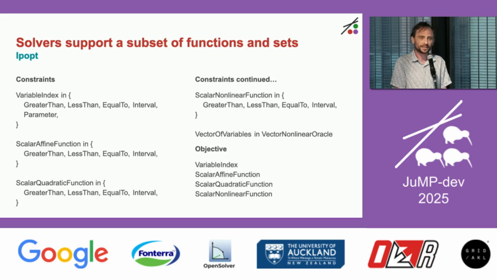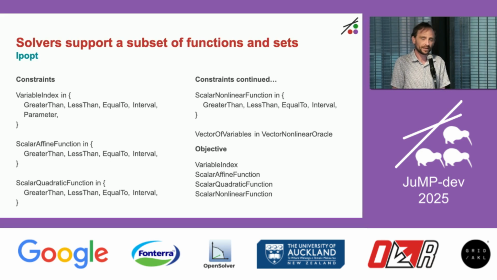And then IPOPT says, hey, I'm a local nonlinear solver, so I know how to support variable index with lower bounds and upper bounds, equal to, interval. It can also support a variable index in parameter, which is how we do parameters in optimization problems. And it can also support scalar affine function in the same sets, scalar quadratic function in the same sets, and scalar nonlinear function in the same sets.